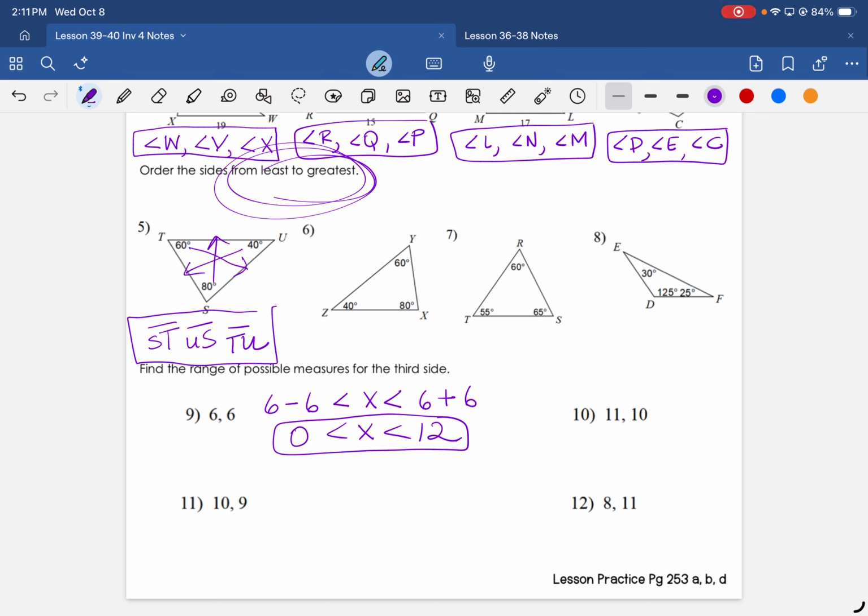Would you do 9 minus 10 or 10 minus 9? You always want to do what's going to give you the positive number. Okay. So don't subtract in a way that's going to give you a negative.